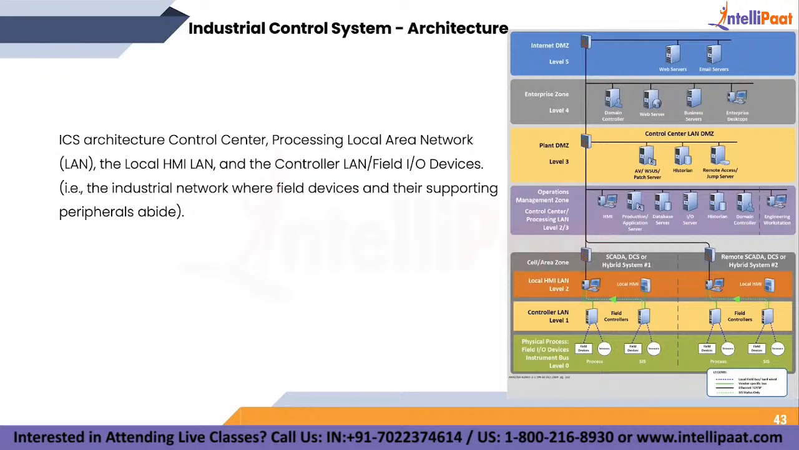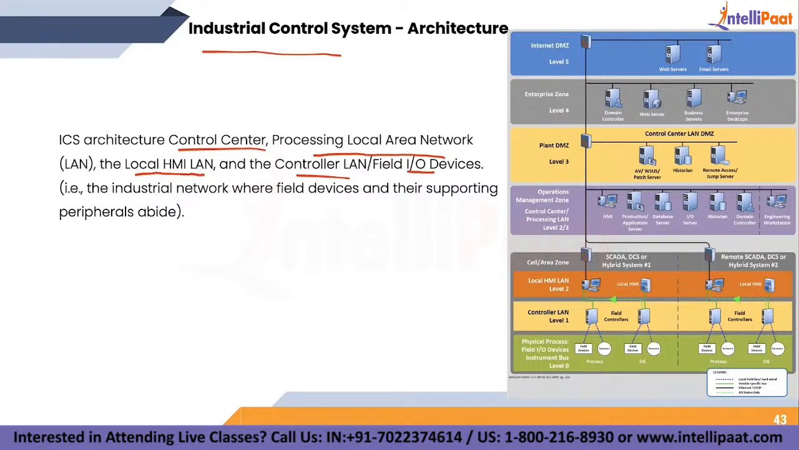Broadly, if you look at the Purdue model, the industrial control system architecture, it consists of the control center processing local area network. Then you have the LAN that is defined only for the human-machine interface systems. Then the controller LAN and the field input-output devices together comprise the overall industrial system architecture. Broadly, it starts with the control center processing local area network, then the local HMI, the controller LAN, and the field IO devices.